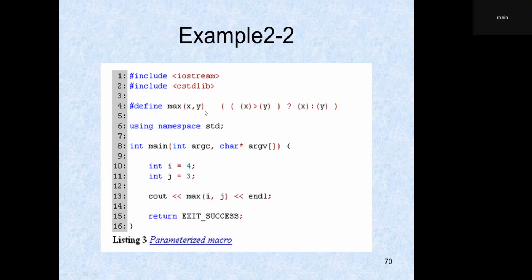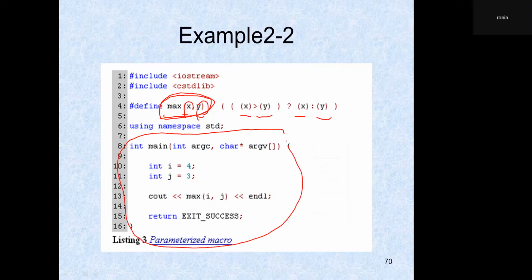And look, this is like a function. MAX(x, y) looks like a function, max, with two parameters. But these two parameters have no data type. Look, x, y, you needn't define a data type for x and y. And here, if x is bigger than y, then x, else y. When we compile this source code, MAX(i, j) should be replaced with this text.